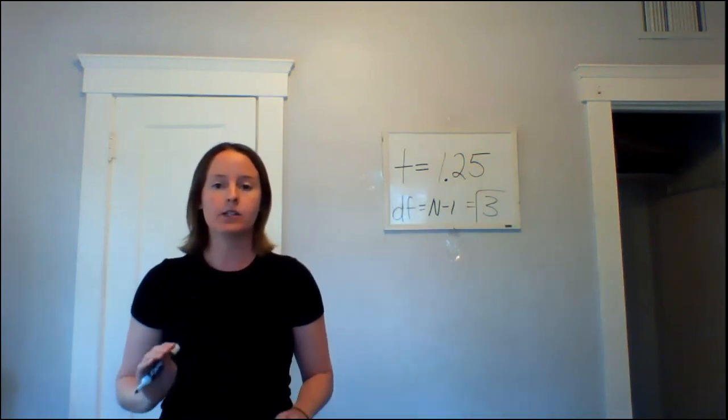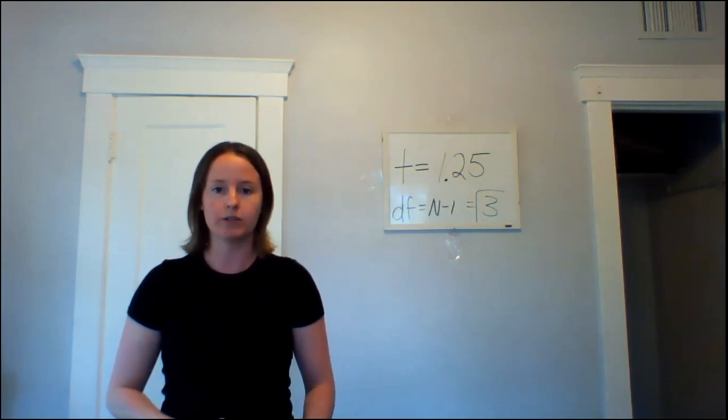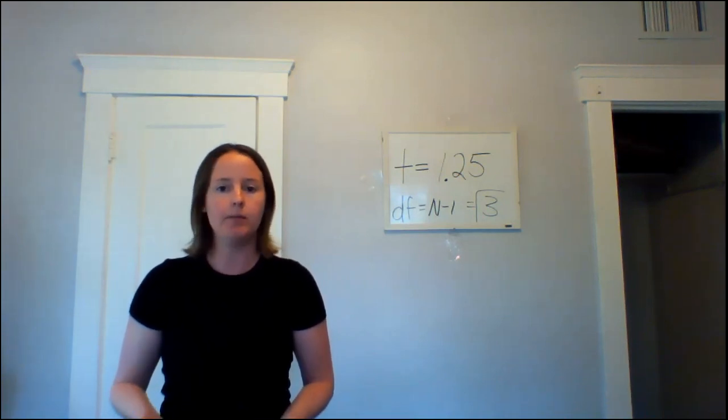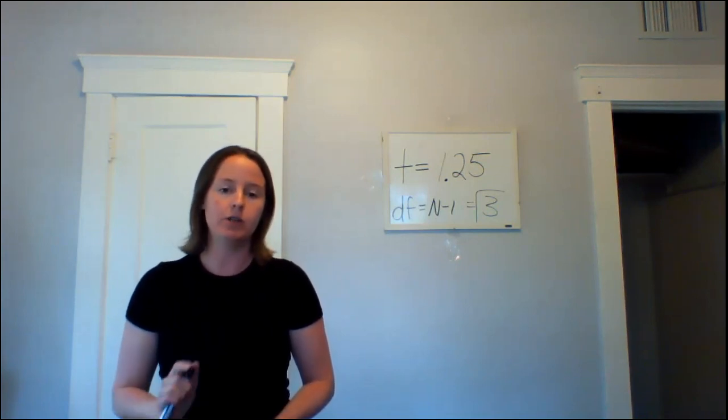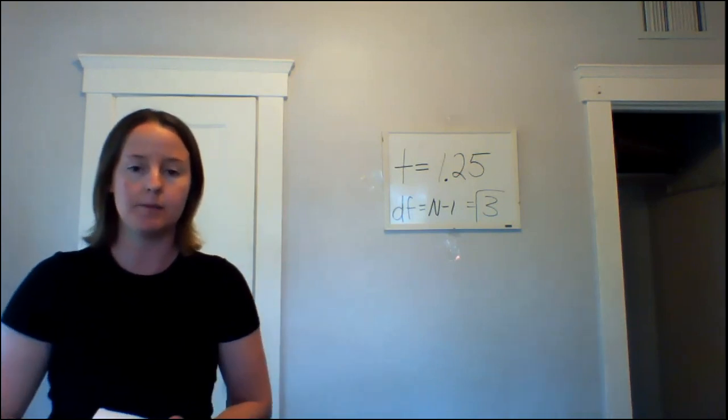That's important because it's going to tell you where to look on the critical t-table. So for any problem where you're dealing with a t-statistic, in order to get your degrees of freedom, you just subtract 1 from the sample size.